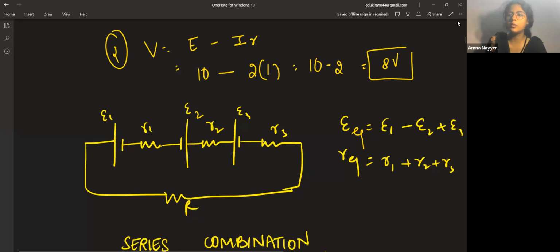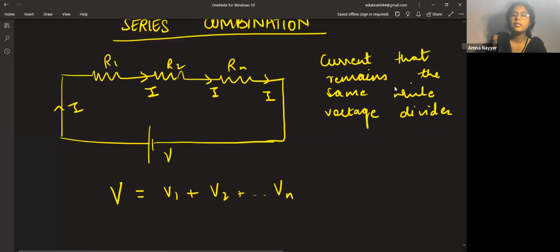Let's start with series combination, last topic for today. So in series combination, current will remain the same. This I discussed in capacitors also, that charge remains the same. So here current will remain the same. If there is a branching in the wire, then only your current will divide. Otherwise, it is going to be a proper series combination.